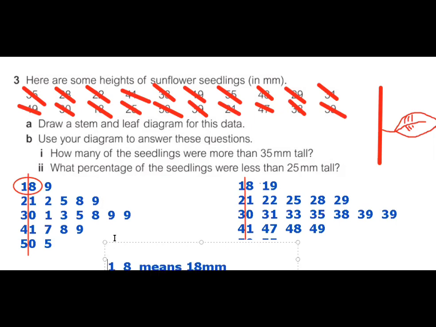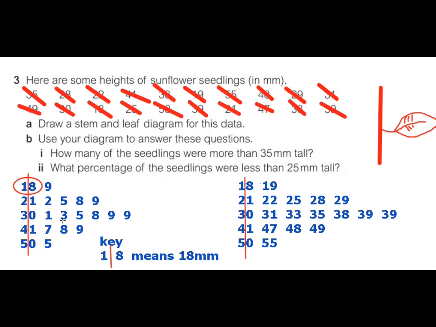So I'm going to write key next to it or above it. This one is the key for the stem and leaf diagram. I'm going to put the stem here so you can see that this is a stem and leaf diagram. So 1 stem 8 means 18 millimeters, and this is how you read these numbers: 18, 19, 21, 22, 25, 28, 30, 31, 33.